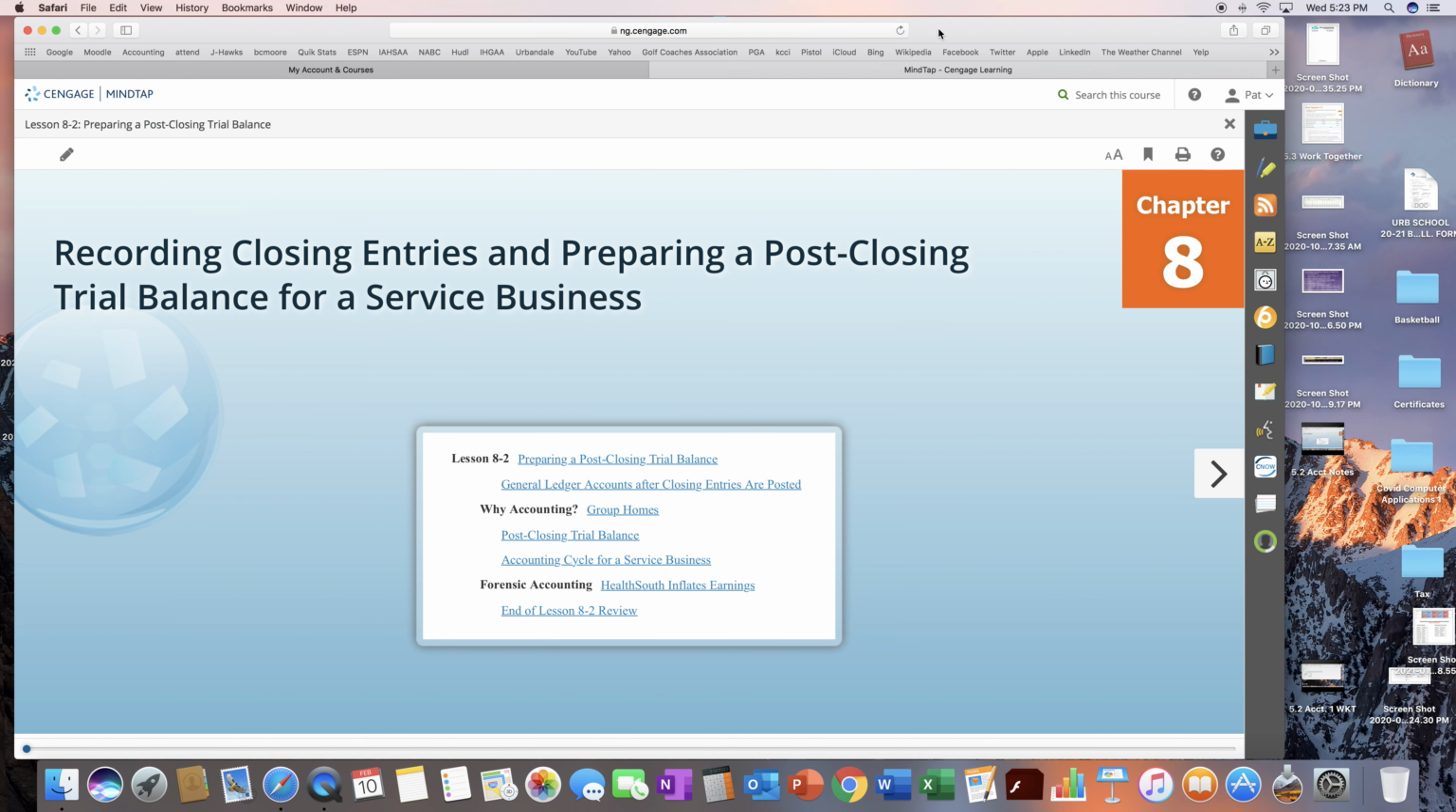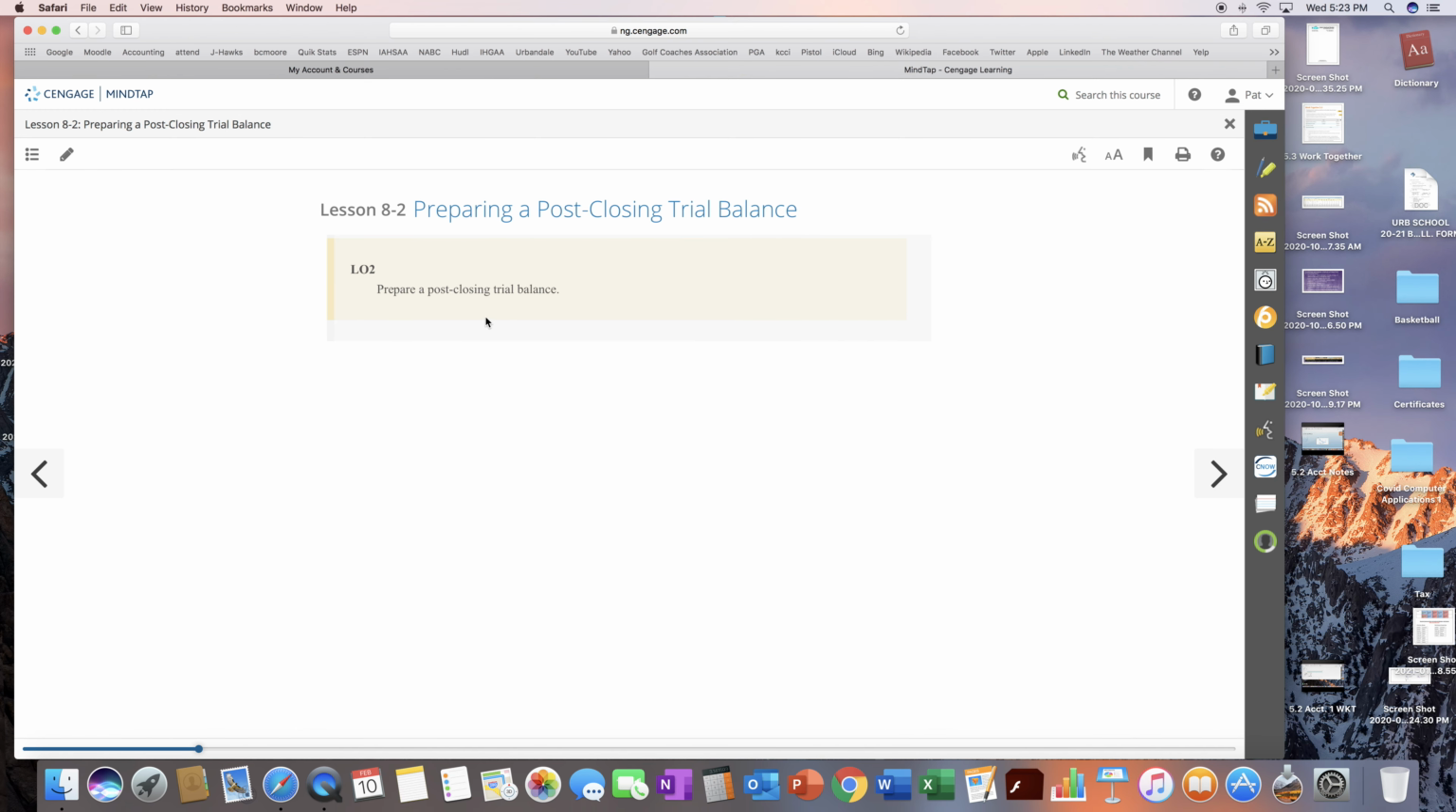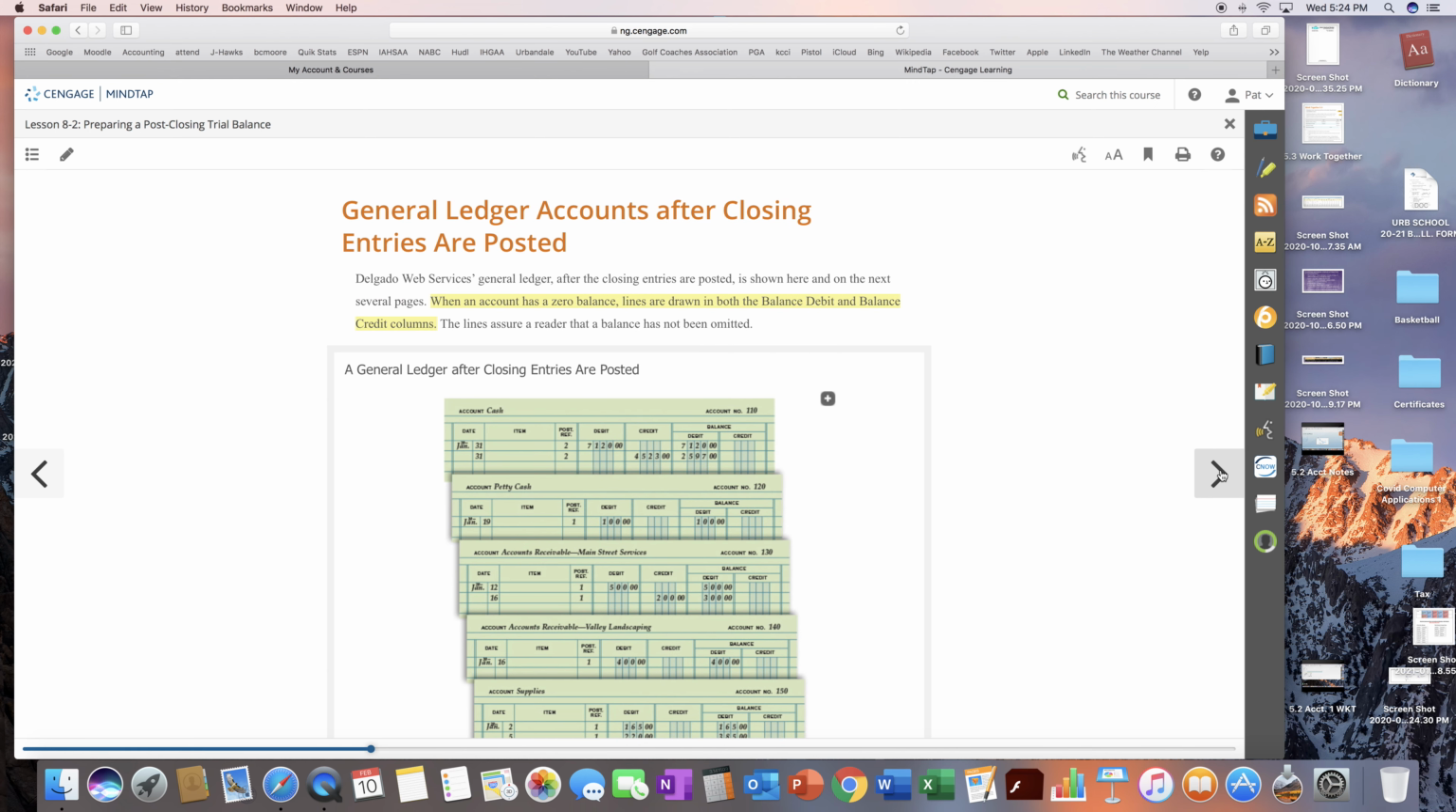Okay, 8.2 notes. This is the last section of our accounting period cycle. The last step in the accounting period cycle is to prepare a post-closing trial balance so that we can triple check that all our accounts are ready for the next fiscal period.